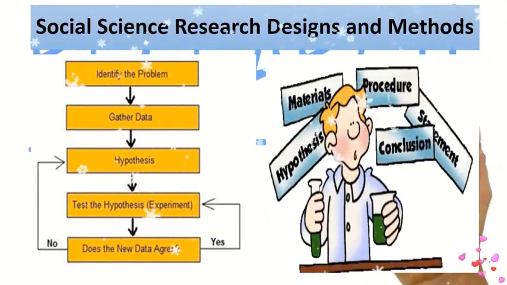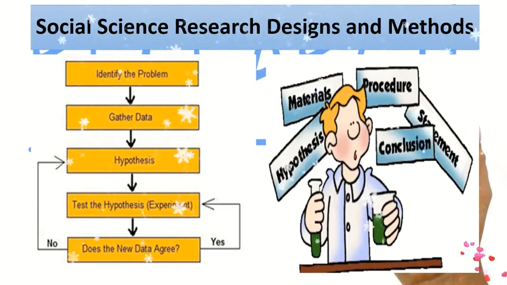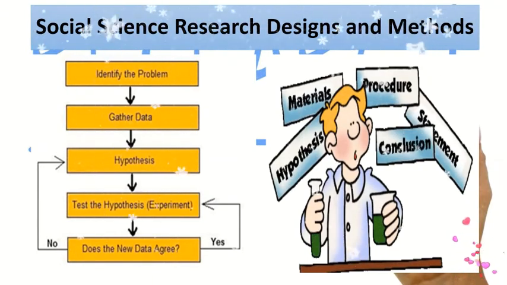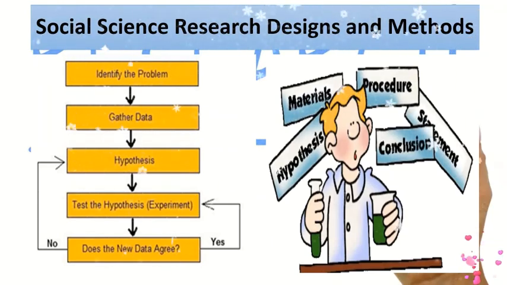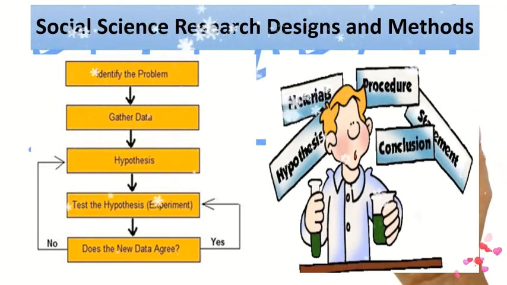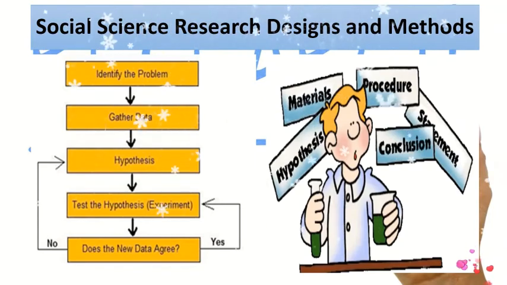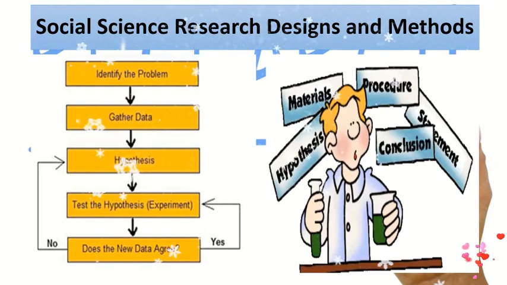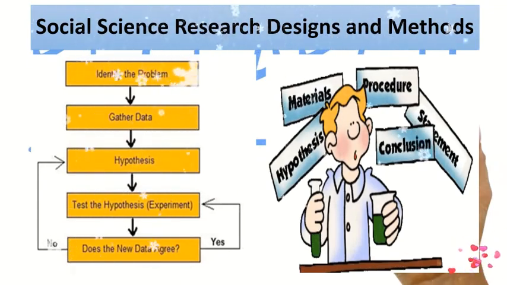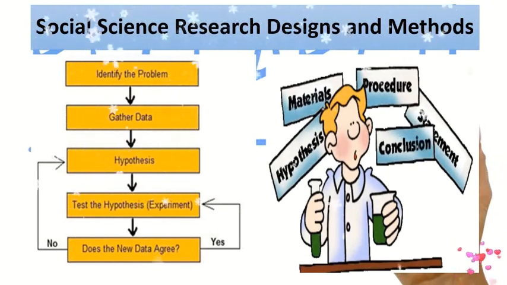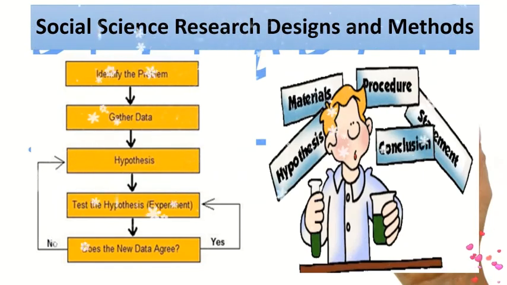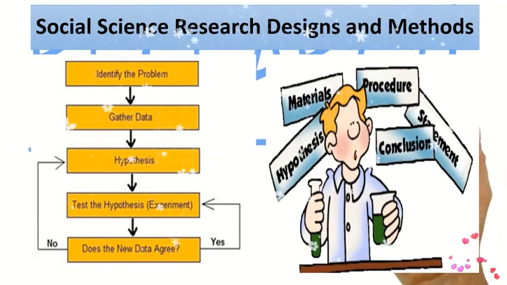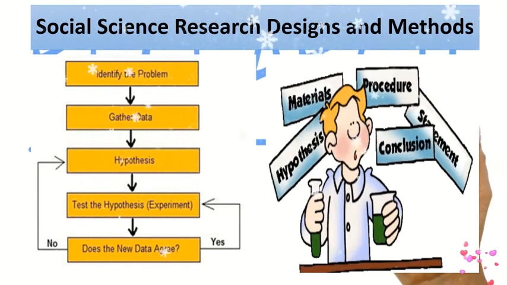Social science research designs and methods. As you can see in the images there, first, identify the problem, followed by gathering data. Third, hypothesis. Fourth, test the hypothesis or experiment. And then, last, does the new data agree? So these will be the steps or the methods to be used when you are conducting a research.